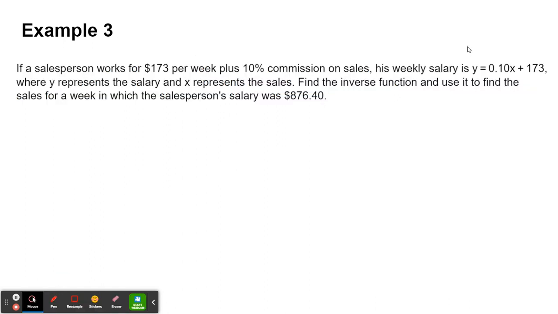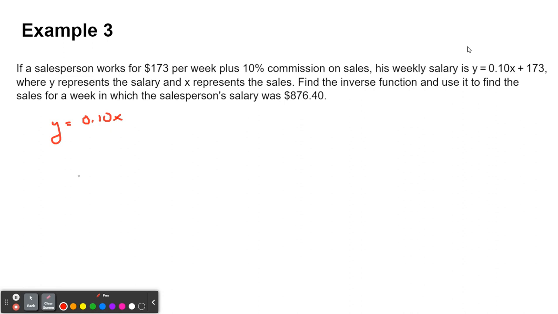Okay, last but not least, example 3. It says if a salesperson works for $173 per week plus 10% commissions on sales, his weekly salary is this, where y represents the salary and x represents the sales. Find the inverse function and use it to find the sales for a week in which the salesperson's salary was $876.40. So they give us two things. They give us the formula. So y equals 0.10x, so that's the 10% times the sales.